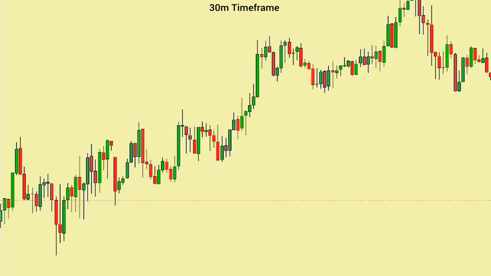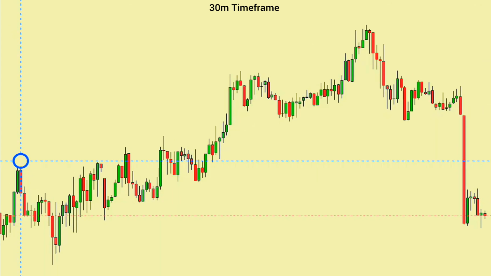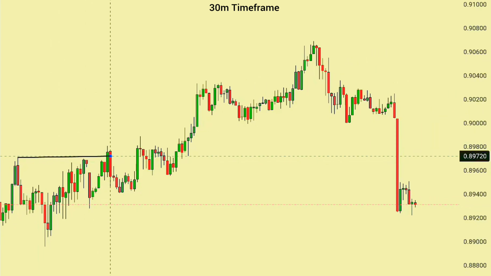Here, price breaks the previous structure. This is called a break of structure, and this is important because it tells us the market direction is starting to shift. Before this, price was moving down, but after this break of structure, buyers are showing strength, and this gives us a new idea. Instead of looking for sell trades, now we start focusing on buy opportunities.